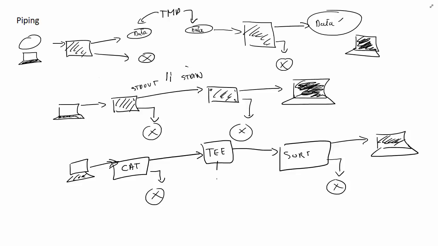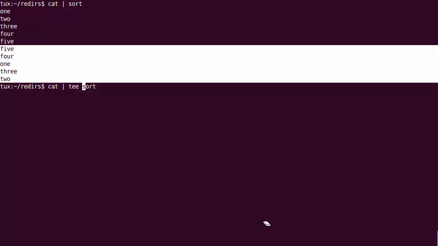But in addition, and this is the reason for the name of the tool, okay, it looks like a T. In addition, it's going to also duplicate its STDOUT into a file that I specify here. Okay, so typically we use that for log files and stuff like that. Okay. So let's go back to the terminal.